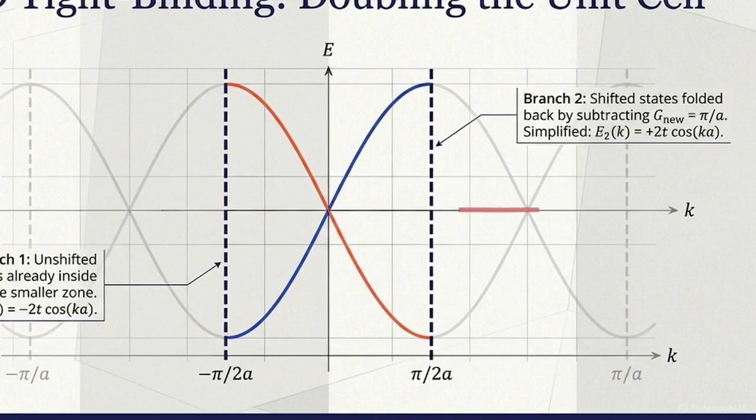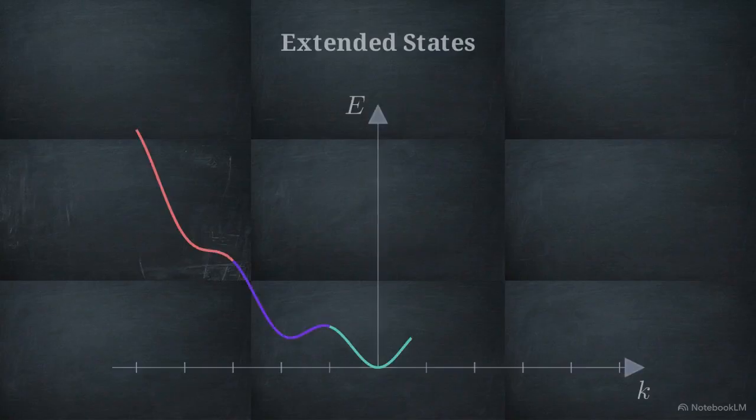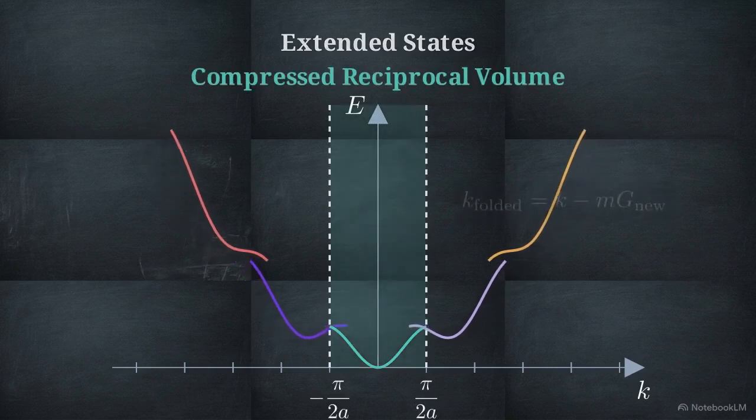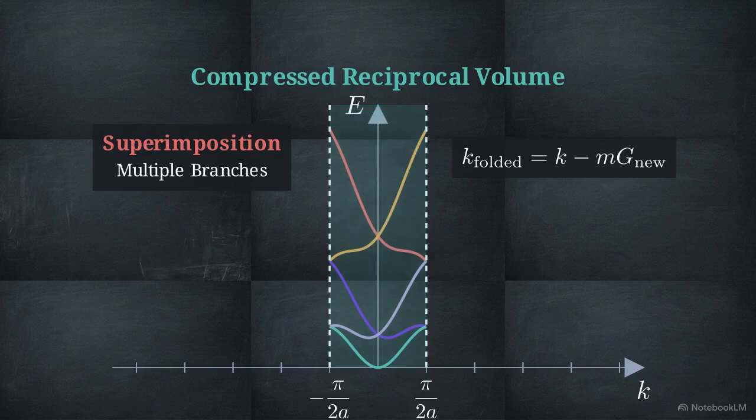The two bands cross exactly at the edge of the new boundary. Band folding acts as a superimposition. It is a mathematical relabeling that fits extended states into a compressed reciprocal volume.